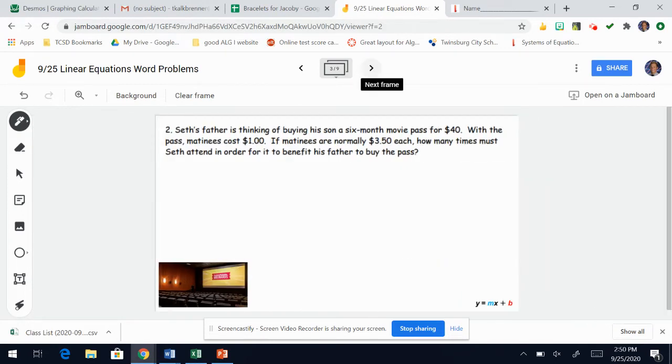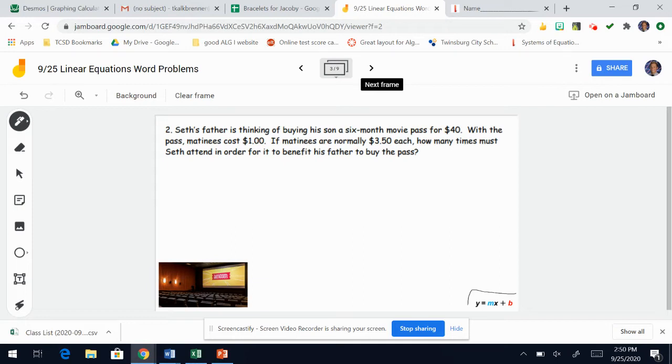Story problem 2. If you look down here, I kind of give you a hint. This is probably going to be in y equals mx plus b form. Seth's father is thinking about buying his son a 6-month movie pass for $40. With the pass, matinees cost $1. If matinees are normally $3.50, how many times must Seth attend in order for it to benefit his father to buy his pass? So here's the deal.